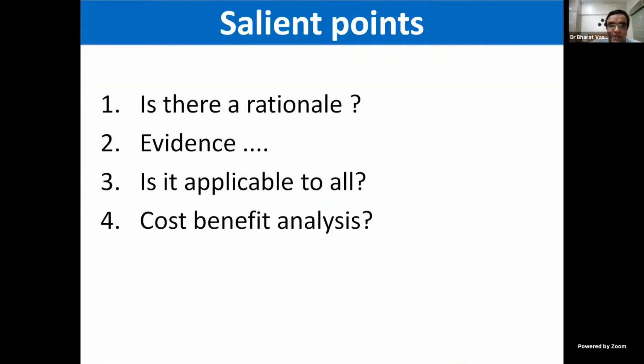So my discussion is based on 4 points. Is there a rationale for giving sequencing? Do I have evidence to prove it? Is it applicable to all? This is something that Jatin Sareen sir was telling, 30%, but let me discuss T790M negative. And last but not the least, in a country like India, is there a cost benefit analysis?